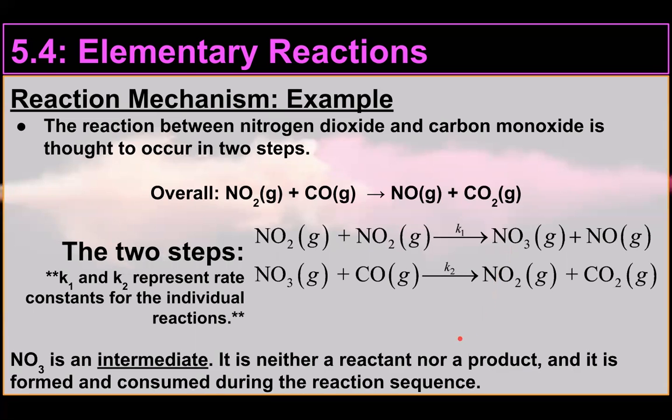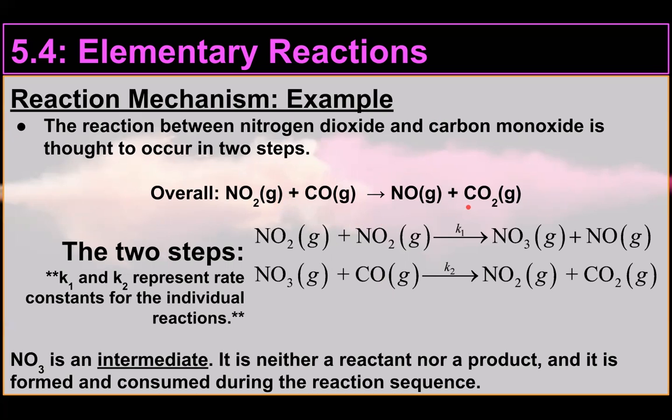And we have something that is actually not included in our overall reaction here, and that is NO3. So NO3 is produced in the first step, and then it is used up again in the second step. So that means that we didn't start with it, and we are not ending with it. So it does play a role in our chemical reaction, obviously, because it needs to be used in the second step. However, since we don't start with it, and we don't end with it, it is what is known as an intermediate, and it's something that will not show up in the overall reaction.